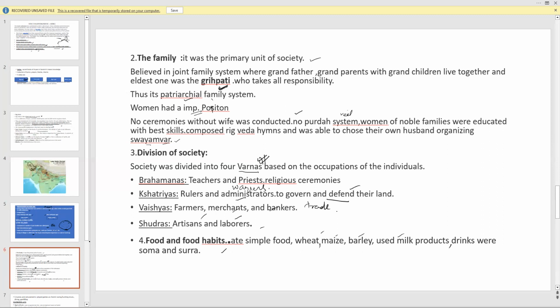They used different types of drinks that were called soma and surak, which were also used during religious ceremonies. Okay, they prepared special food during special occasions. So these were the food habits.